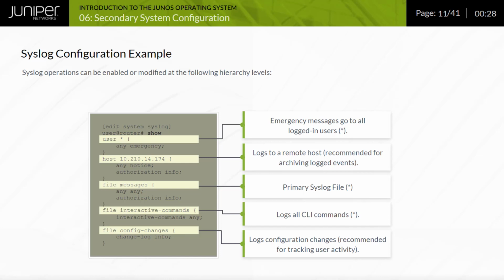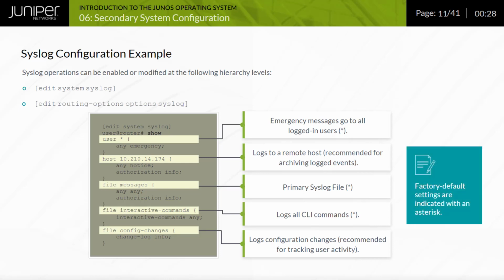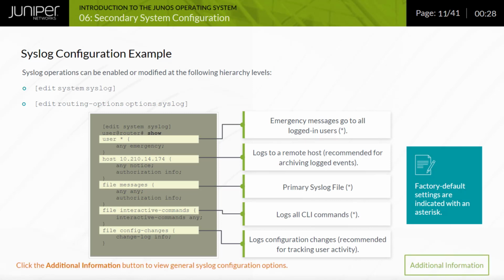Syslog operations can be enabled or modified at the edit system syslog hierarchy level and the edit routing-options syslog hierarchy level. Note: factory default settings are indicated with an asterisk. Click the Additional Information button to view general syslog configuration options.